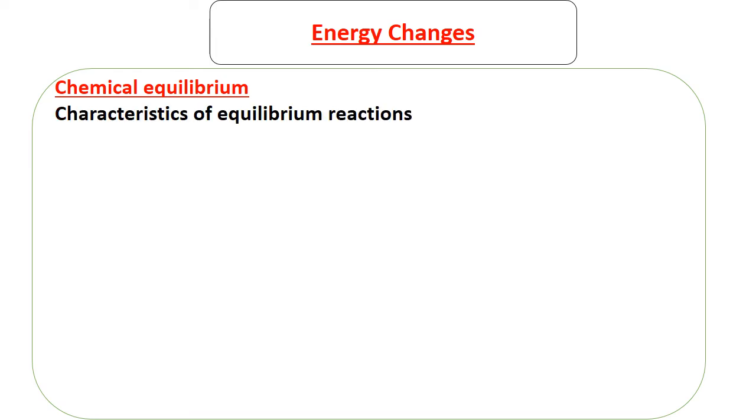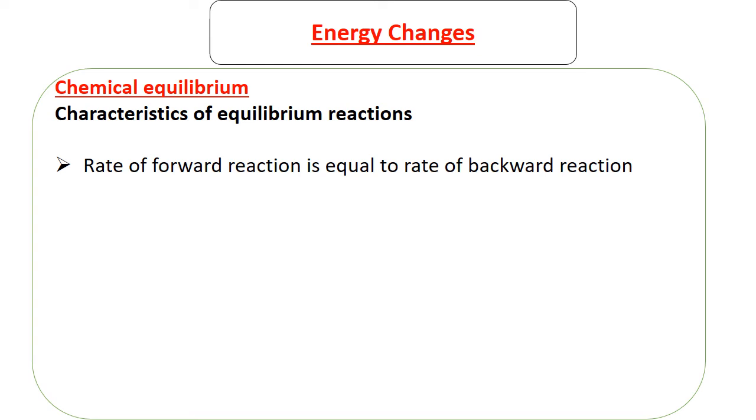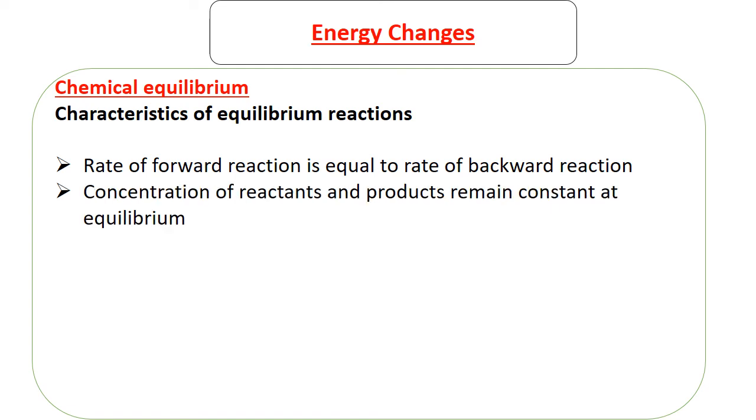So we look at characteristics of equilibrium reactions. Just as an emphasis, for reactions that have reached equilibrium, the speed at which products are formed is equal to the speed at which reactants are formed. So the first characteristic is the same point I'm mentioning: the rate of forward reaction is the same as the rate of backward reaction.